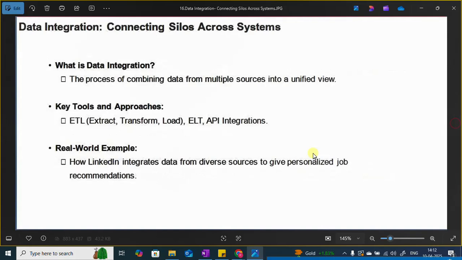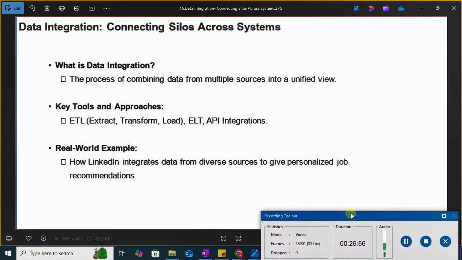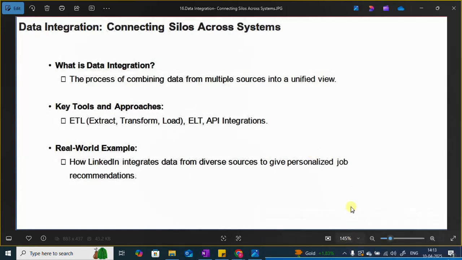Now, data integration, connecting data across systems. What is data integration? The process of combining data from multiple sources into a unified view. Generally, for that we use a tool called an ETL tool. ETL stands for extract, transform, and load. Now, a real world example: how LinkedIn integrates data from diverse sources to give personalized job recommendations.